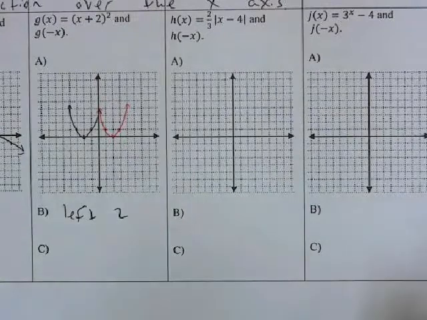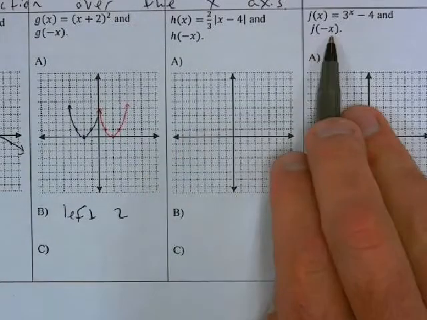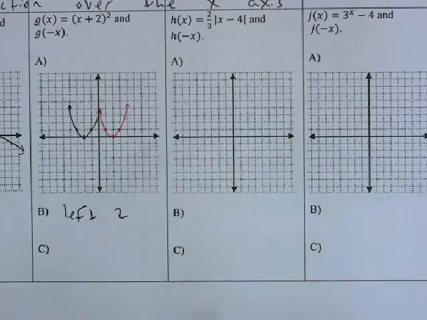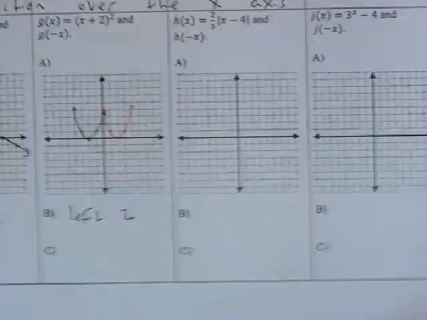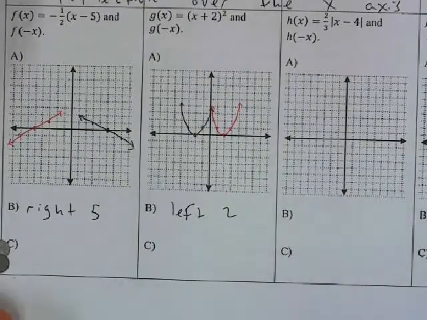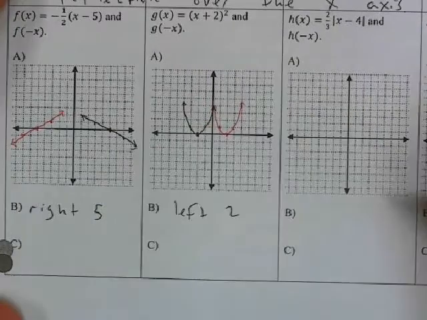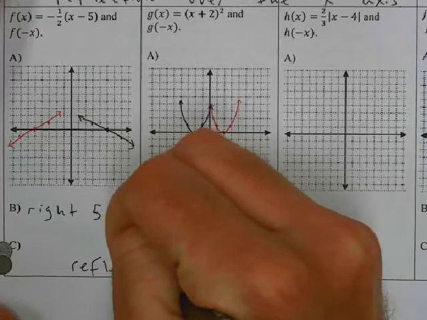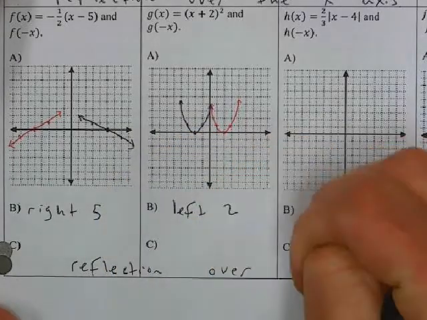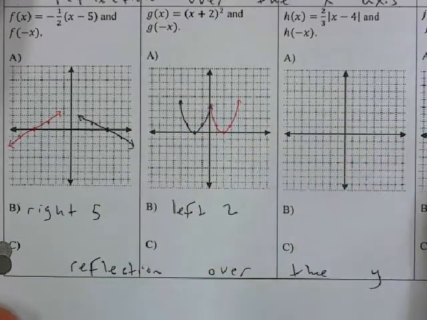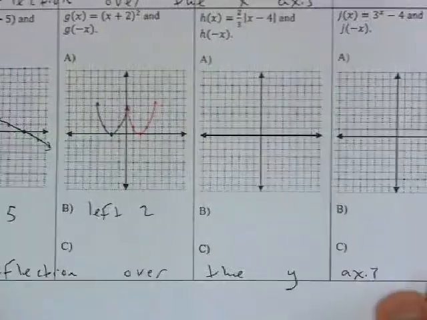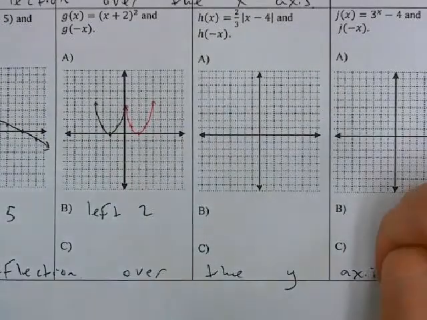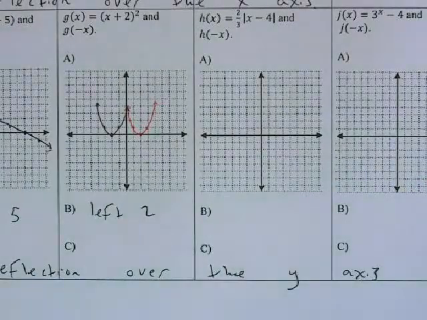All right, and then we can stop there. These are getting kind of repetitive now. As soon as we see h of negative x, j of negative x, we know this is just going to be a reflection over the y-axis. In other words, we want to take the opposite of our x values for all those points. And so what's the answer for part C for this whole bottom row here? Well, it was a reflection over the y-axis. So then we can fill that in. Reflection over the y-axis. And then that wraps up the first page.